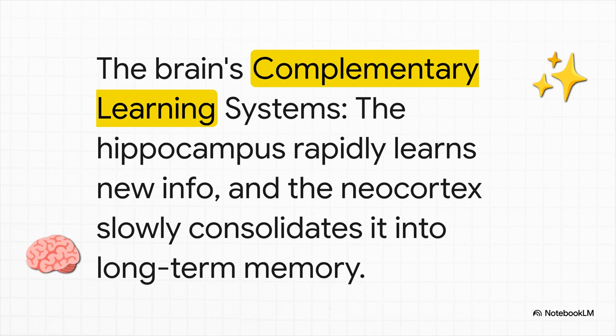So where do we find a solution to a problem like this? Well, like so many times in AI, researchers are looking at the one system that has already figured it out, our own brains. Your brain has this amazing two-part system to avoid this exact problem. You have the hippocampus, think of it like a temporary notepad where you jot down new stuff really quickly, and then you have the neocortex, which is like your long-term hard drive. Overnight, your brain slowly moves the important notes from the notepad to the hard drive, integrating them without wiping out what's already there. It's genius.